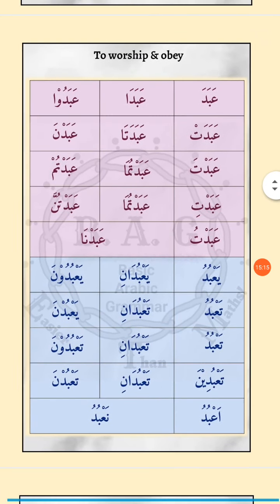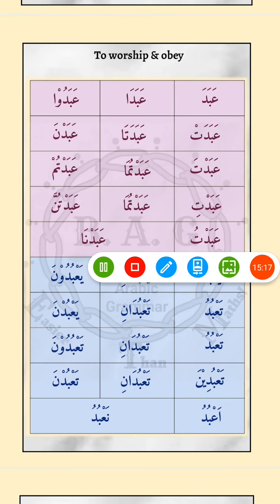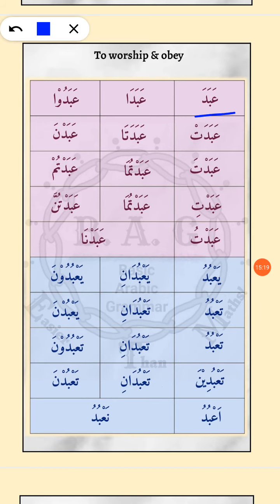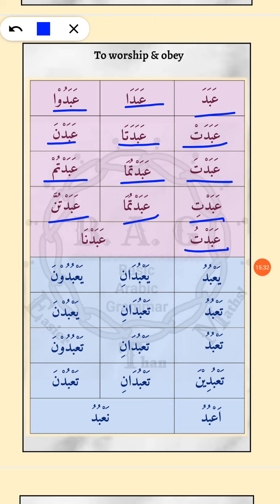Okay, so we get abada, he worshipped and obeyed. Abada, abadu, abadat, abadata, abadna, abatta, abattuma, abattum, abatti, abattuma, abattuna, abattu, abadna. Okay, next for Muzare, you have ya'budu. Now you actually had na'budu. You cannot see any suffix over here, so you're done on that part.